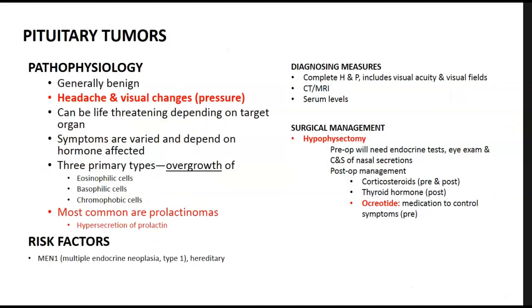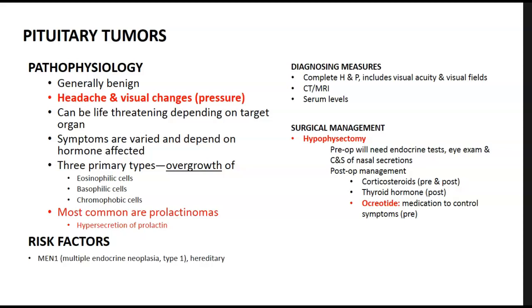With pituitary tumors, typically signs and symptoms that patients will have is headache and visual changes. And it actually creates pressure, intracranial pressure. Usually there's different types. The most common are caused by secretion of prolactin. Diagnosis a lot of times need to be done with the history and physical, CT or MRI. Surgical management will be actually removing the tumor, so it's called a hypophysectomy.